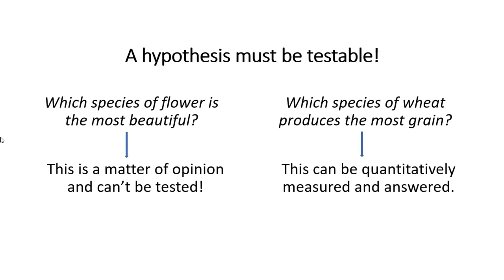What species of wheat produces the most grain? Well, that can quantitatively be measured and answered. And so you might want to do an experiment to just test the different species of grain as to which one provides or produces the most grain.